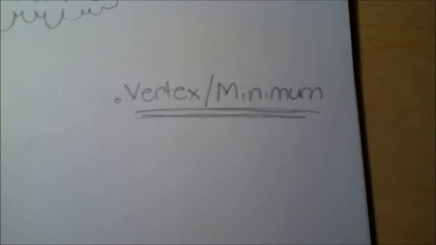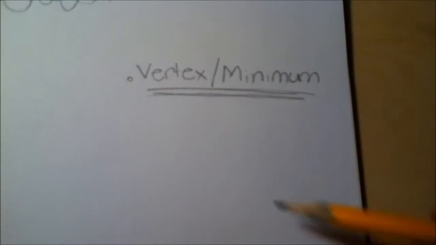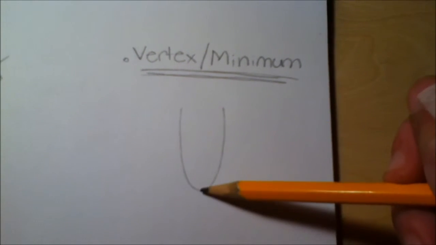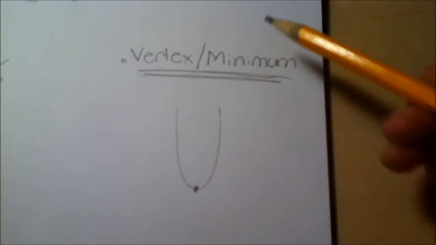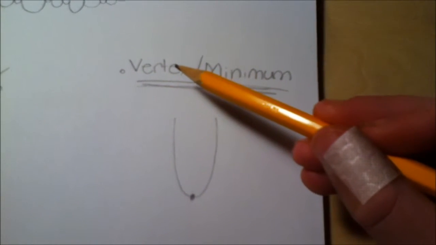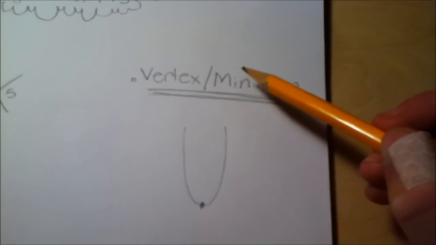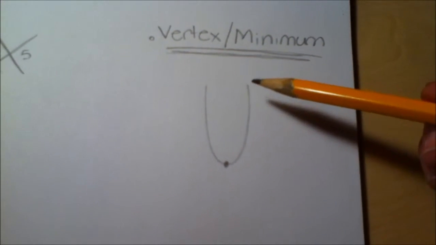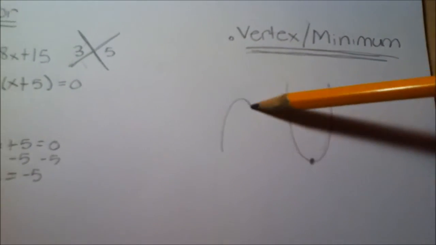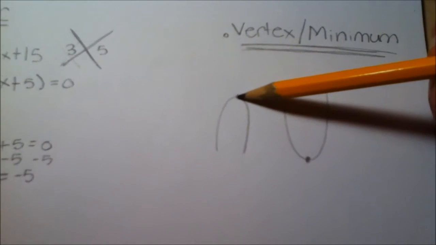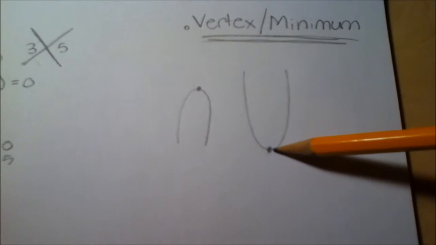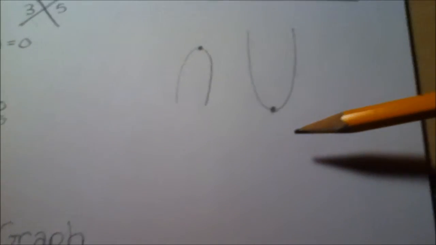The vertex, or the minimum of the graph, is where you have the parabola right here, and you find the lowest point, which is the minimum. Minimum and vertex are the same thing, but vertex applies to minimum and maximum. But minimum is when the graph is facing like this. Maximum is when the parabola is like that, and the maximum would be right there. But we have a minimum graph, so we're going to find the minimum, or the vertex, of the parabola.